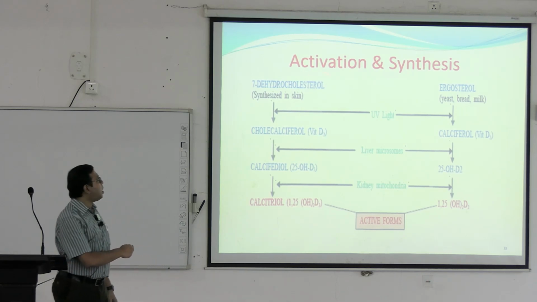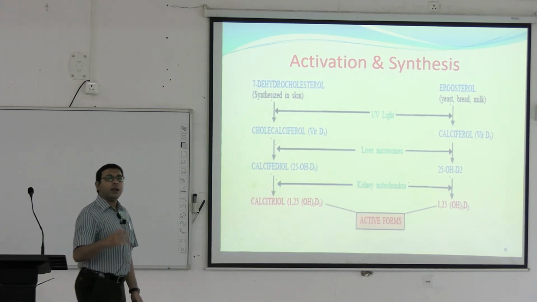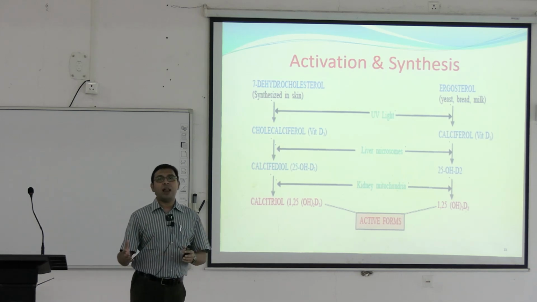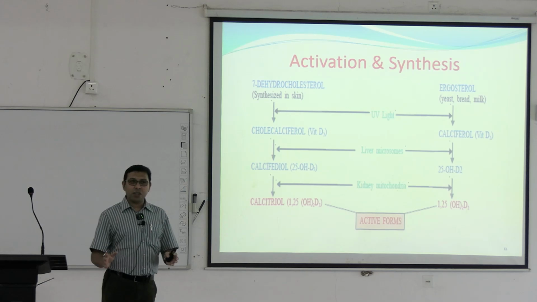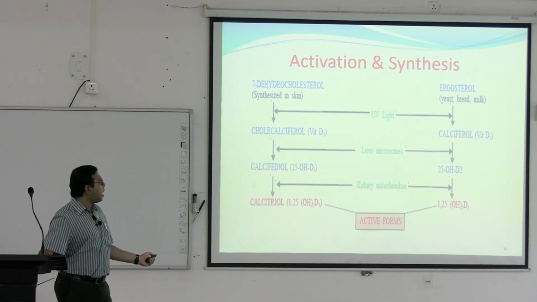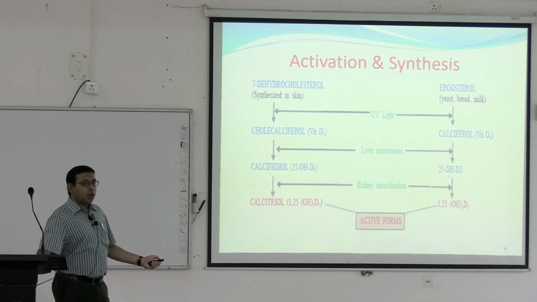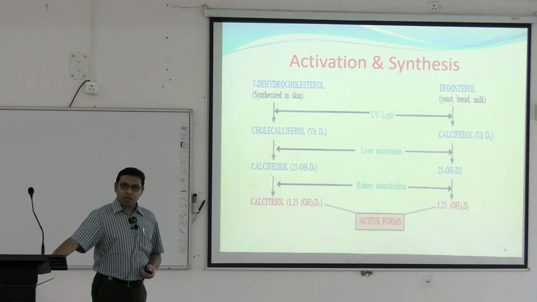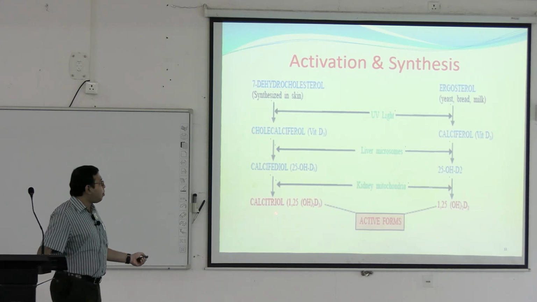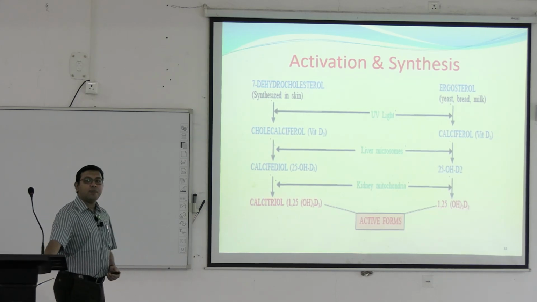Both 7-dehydrocholesterol and ergosterol, it is seen by means of clinical trials, are equally potent. So when there is vitamin D deficiency, we can take either of these, calcifediol or this. Ultimately this forms the active forms and leads to the different types of physiological functions. But most important of this is calcitriol, 1,25-dihydroxy vitamin D3.